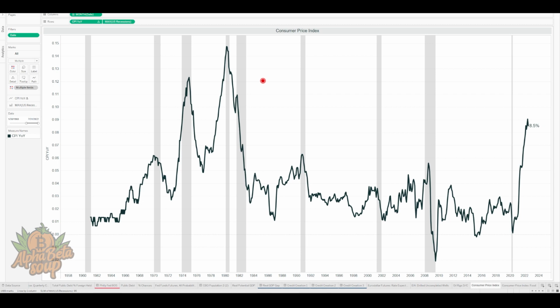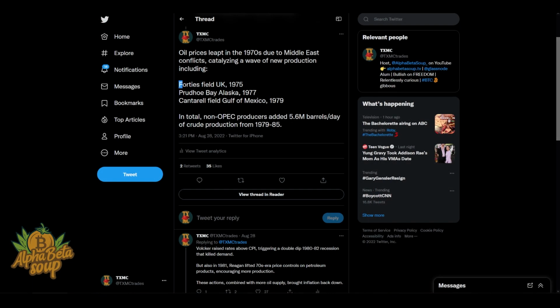What actually happened throughout the middle and late 70s as a result of the energy crisis was a bunch of non-OPEC countries drastically increased their crude oil production. The UK discovered Forties Field and started producing in 1975. Prudhoe Bay, Alaska started producing through the transatlantic pipeline in 1977. The massive Cantarell Field in the Gulf of Mexico started producing in 1979. And over the course of the 79 through 85 period, non-OPEC producers added over 5.5 million barrels a day of crude production. That is what solved the inflation problem once and for all. It wasn't Paul Volcker raising rates, because that had happened numerous times before and hadn't addressed the issue. It wasn't until the world forced themselves to increase energy production that they dealt with inflation.